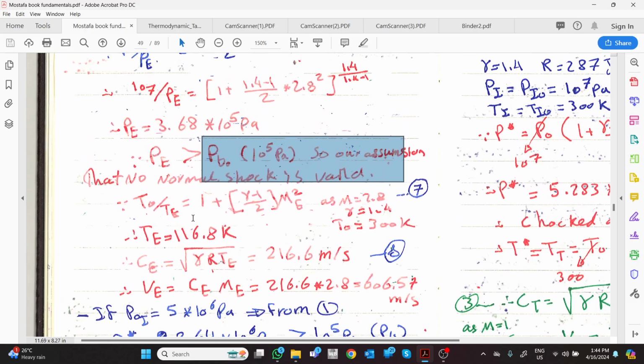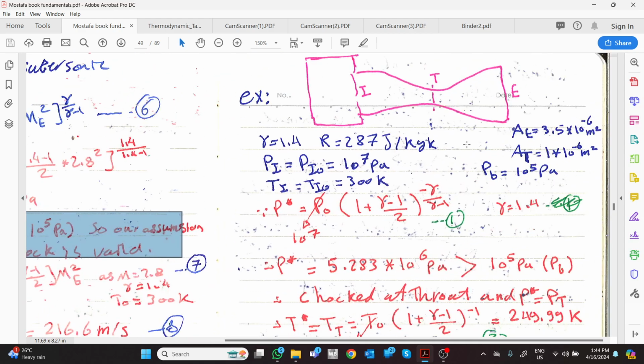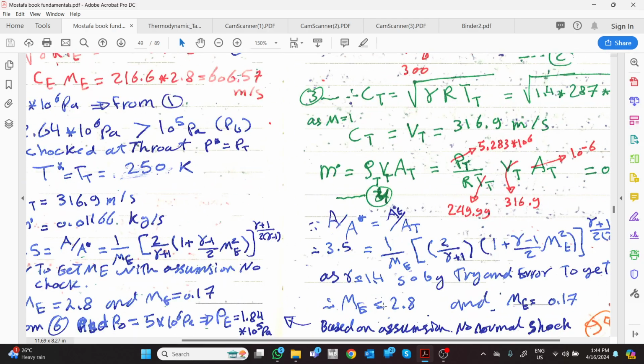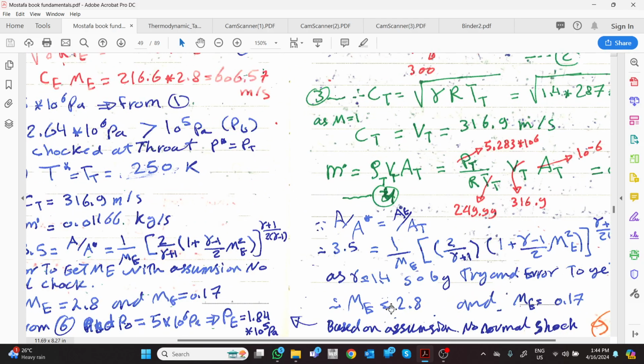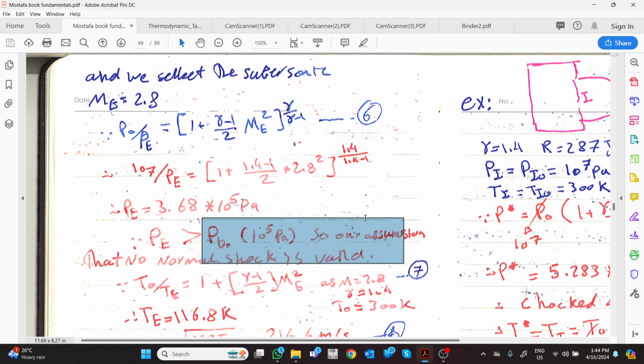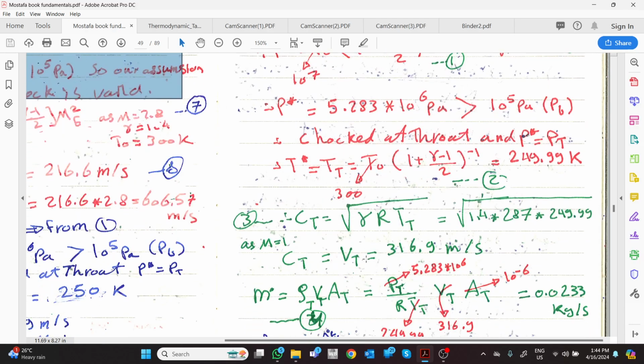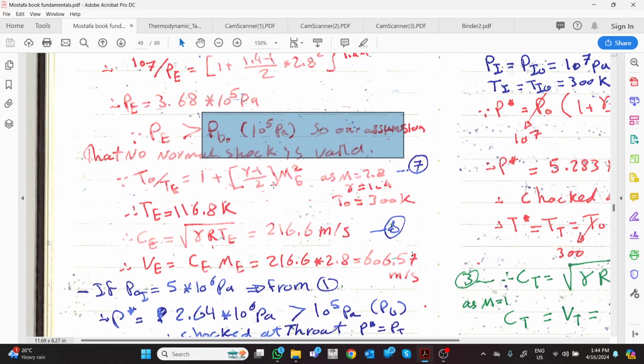If I also need to know the remaining parameters, like the velocity, I know the pressure and I know the Mach number, and I need to calculate the velocity. To calculate the velocity, you need to turn back to C. You have the Mach number, you need to calculate C. To calculate C, you need T exit. So let's calculate the exit.